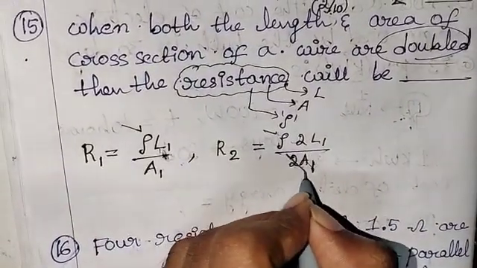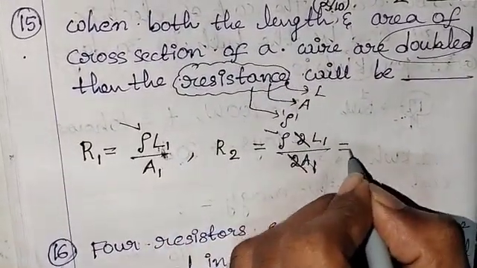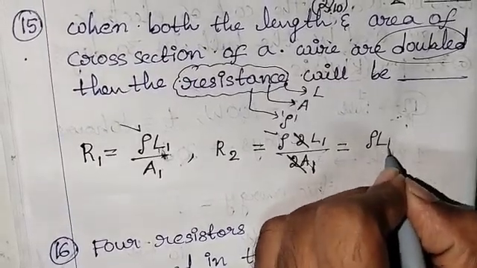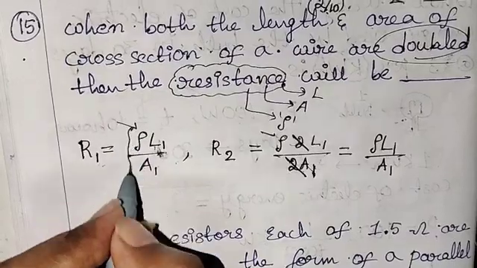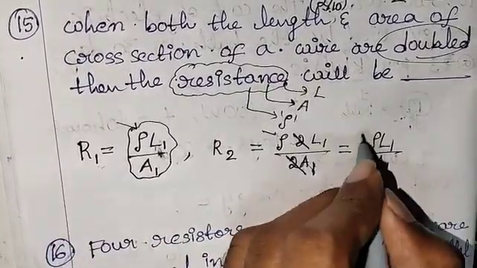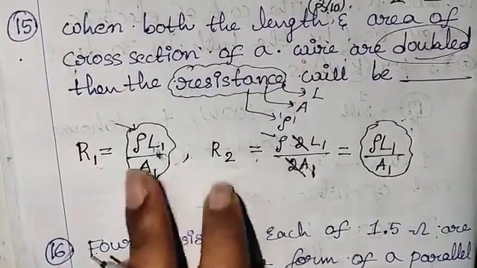Now see, the 2 gets cancelled, rho L1 by A1. Now compare R1 and R2. See, initial resistance, final resistance, both are same or different?